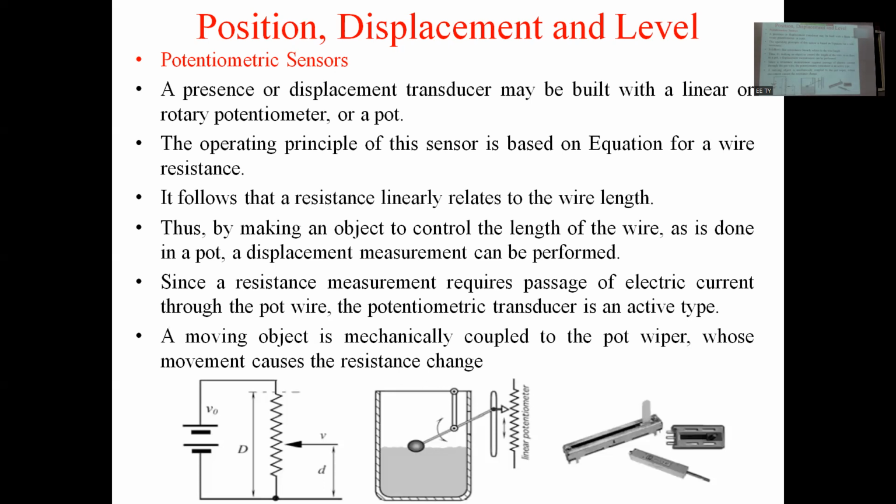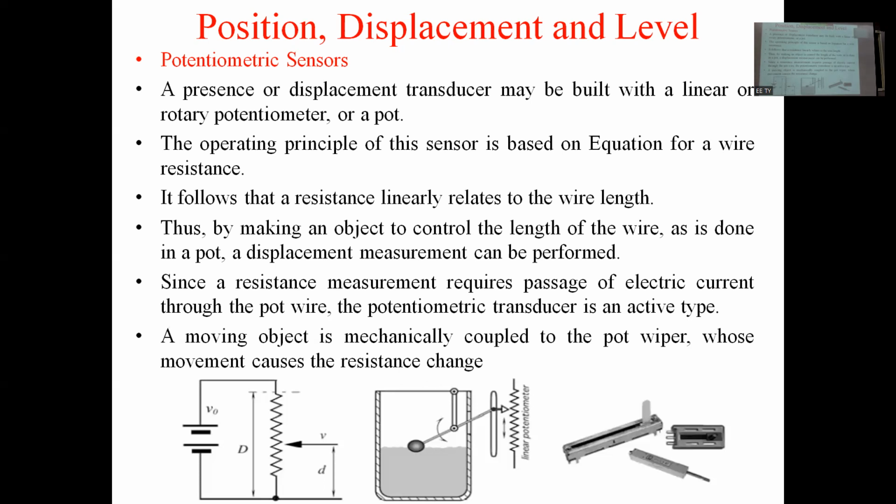R is equal to rho L divided by A. That means the resistance of that wire is directly proportional to the length. So resistance is linearly related to the wire length. Thus, by making an object to control the length of wire, तो काय object आहे, it is used to control the length of wire. The wire ची length control करण्यासाठी use केला जाईल, and it is done in the pot.